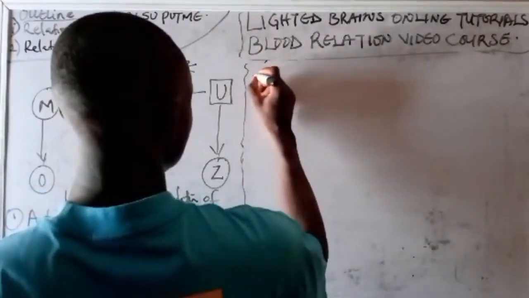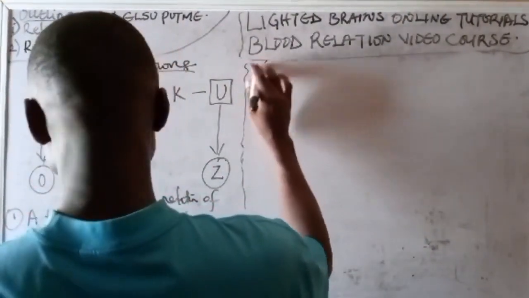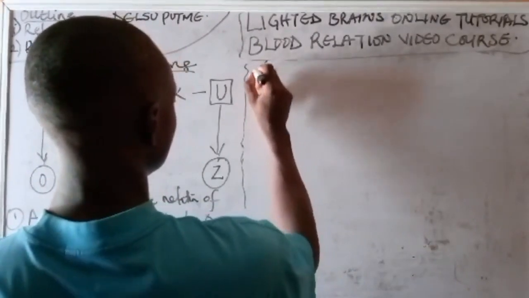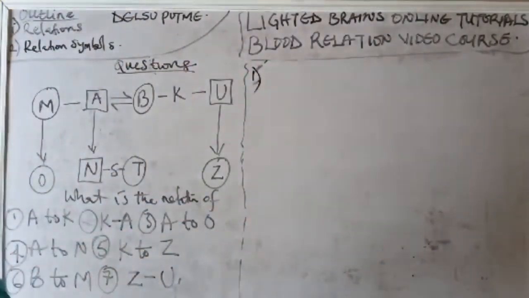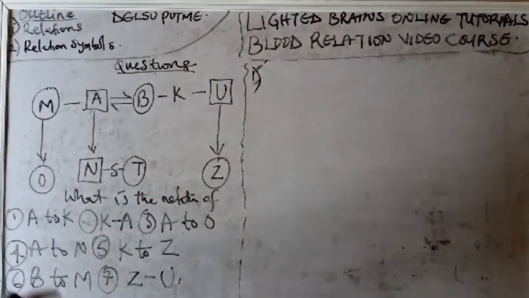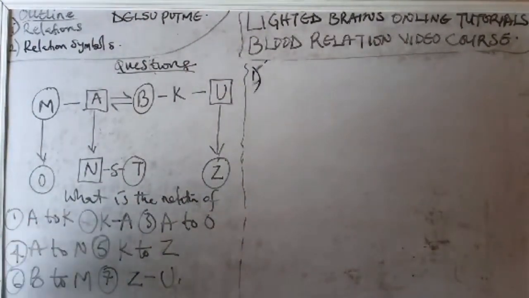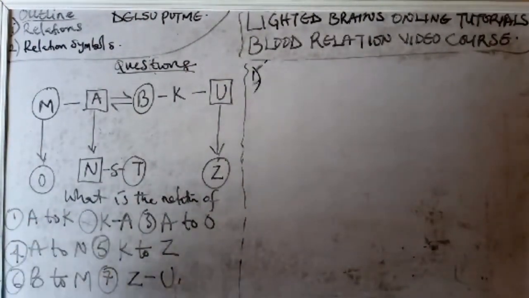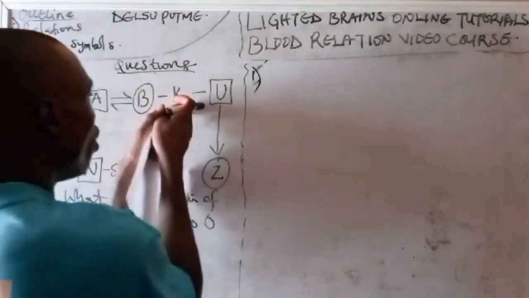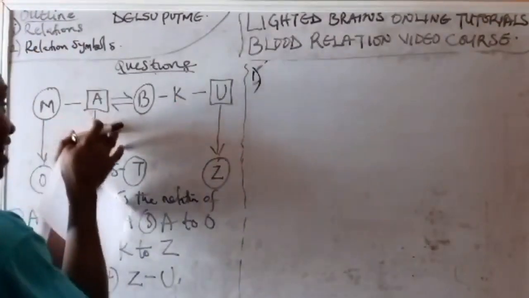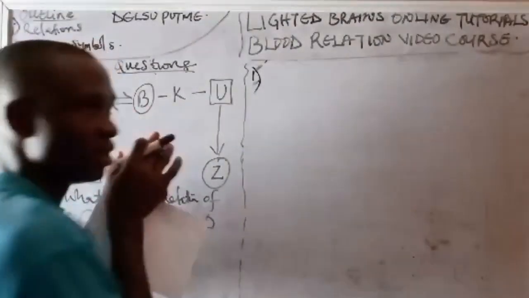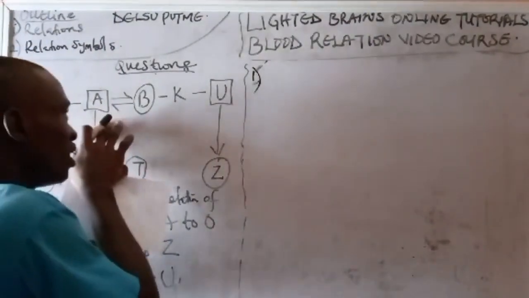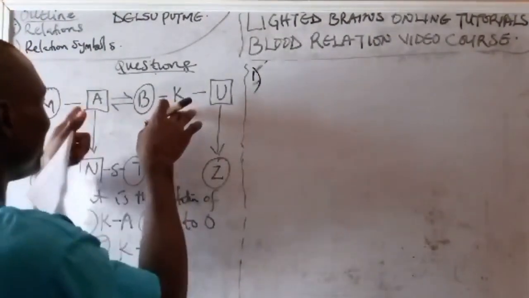So the question is, how do we know that this is related to this? From what I taught you, guys, what is the number one question? What is the relation of A to K? A to K, I've told you that. What can we call A with respect to K? From K, what can we call A? We are talking about A and K.